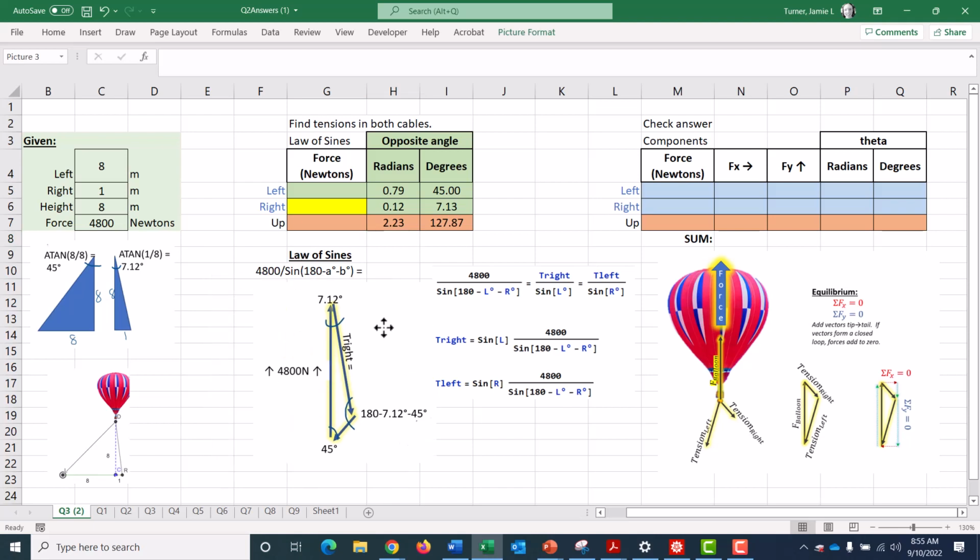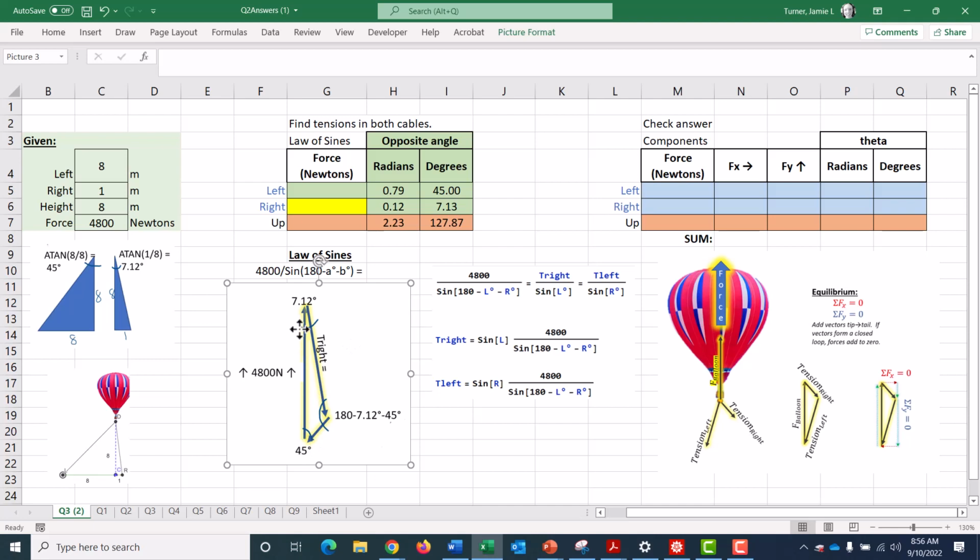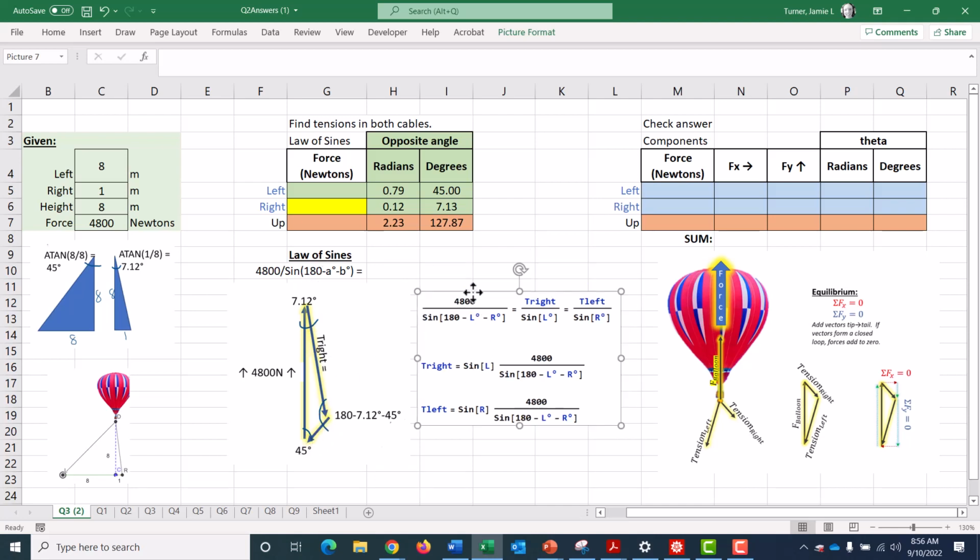Now, there's a couple ways to go around this. Law of sines might be the easiest. I have the balloon pulling up, that's the long side, and then the tension on the right pulling down at that really skinny angle, and the tension on the left pulling down at the other angle. So I'll get the ratio of the long side over its angle, and then I can use that ratio to get the tension on the left and the tension on the right, if I have my tension going up.